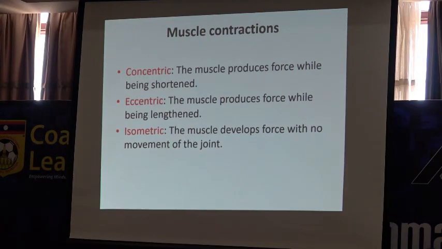So I go slowly down. This is an eccentric contraction. This is when the muscle produces force while being lengthened. And isometric is when I just contract without any movement. The third one is isometric, when there is no movement but we still contract. And strength training is very specific.